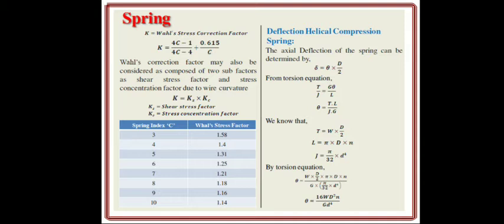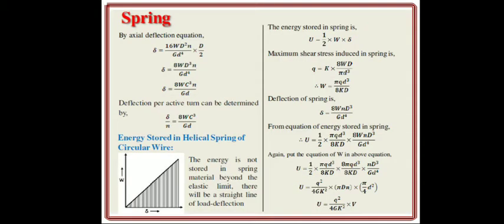So finally we will get theta, that is the axial deflection, is equal to 16 into W into D square into N divided by G d raised to 4. Now by the axial deflection equation, delta is equal to 16 W D square N by G d raised to 4 into D by 2, and rearranging the terms, the final equation is delta is equal to 8 W C cube into N divided by G d. So deflection per active turn can also be determined, that is delta by N is equal to 8 W C cube divided by G d, just by rearranging the terms.